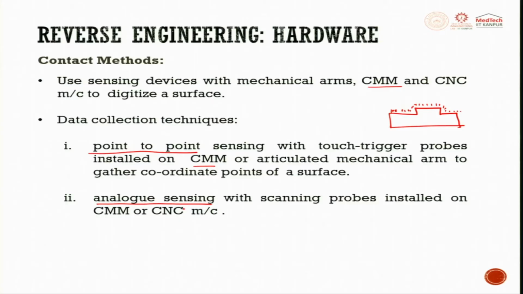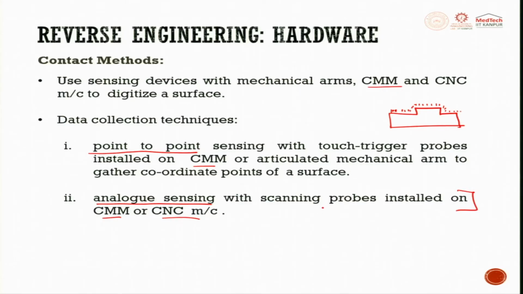Analog sensing is an automated system in which the sensing happens through a CMM or CNC machine. Now, in analog sensing, the scanning probe provides a continuous deflection output that can be combined with machine position to derive the location of the surface. The scanning speed in analog sensing is up to 3 times faster than point-to-point sensing because this is automated.